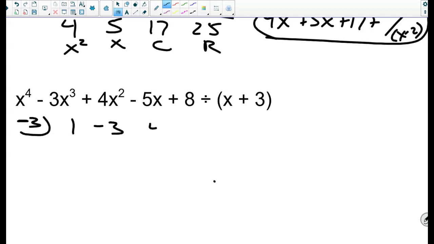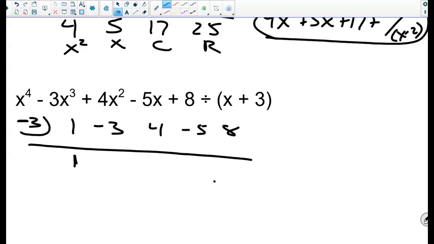1, negative 3, 4, negative 5, and 8. Drop that first term of 1. Negative 3 times 1 is negative 3. Negative 6. Negative 6 times negative 3 is 18. 22. 22 times negative 3 is negative 66. Negative 71. And negative 71 times negative 3 is 213. And that adds to 221.